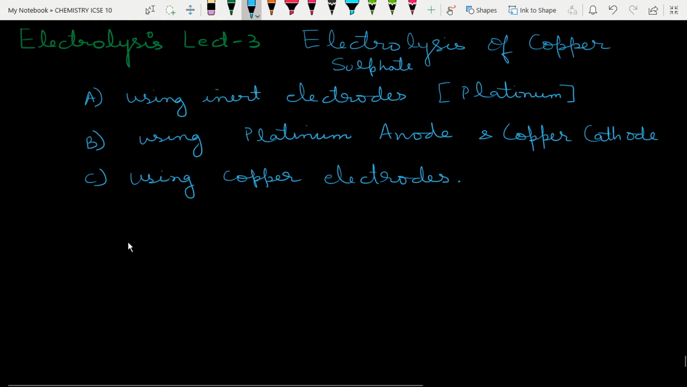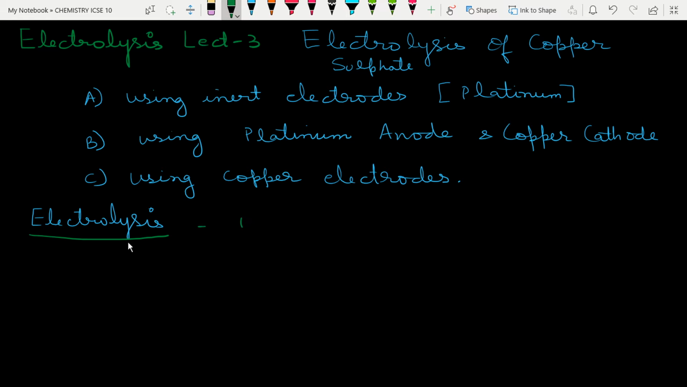So first things first, we should know what is electrolysis. As we all know, electrolysis is a process in which we pass electric current through a chemical substance. And what happens? Redox reaction happens. There is a redox chemical change when you pass electricity through a solution containing a cation and an anion.